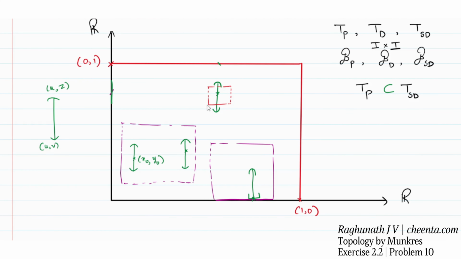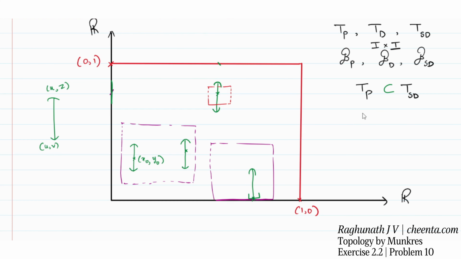right? It is an open box, so it always looks like a box. So you cannot be completely contained inside that line segment, because see, this line segment is one dimensional, but this is two dimensional. So always you could see that some points are outside of this line segment, which means it is not present completely inside the basis element of B_SD. So T_P is not finer than T_SD. So it's not true the other way around.